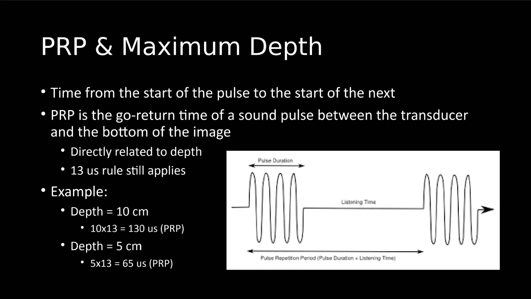So for an example, if we have our depth set at 10 centimeters, that 10 times 13 microsecond rule is going to be 130 microseconds of PRP. It would be half of that for a depth of 5. So what would be our total travel if our depth is set at 5 centimeters? What would be the total travel? Good.